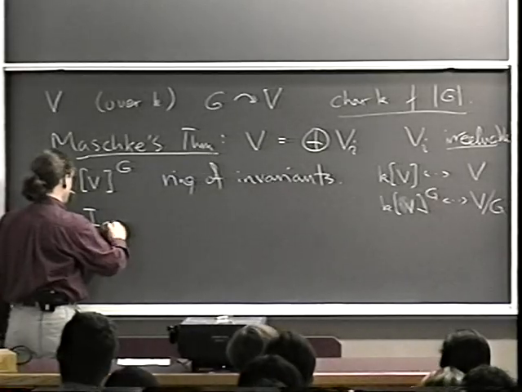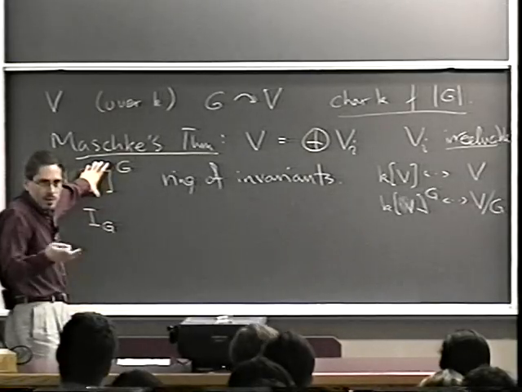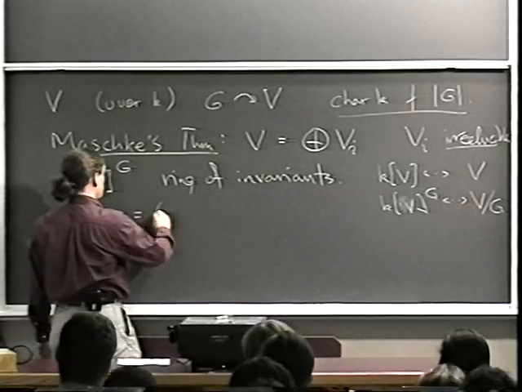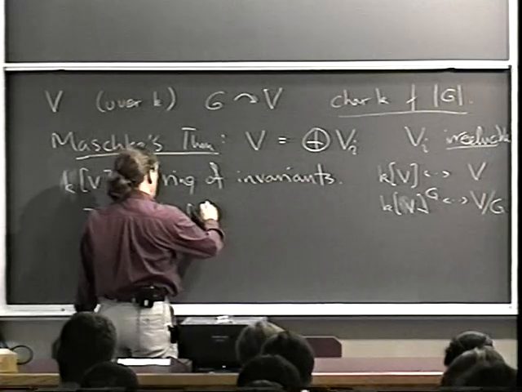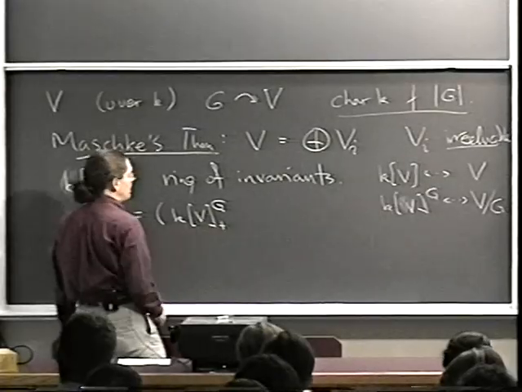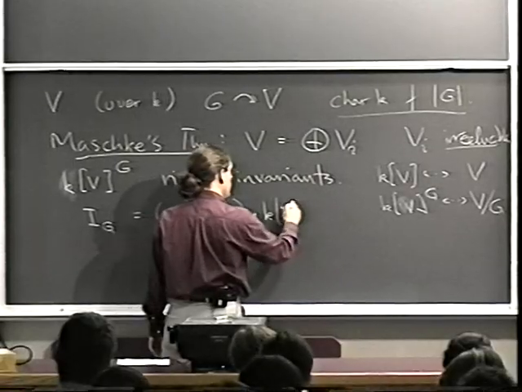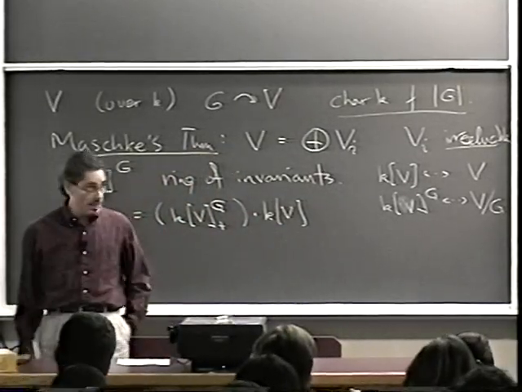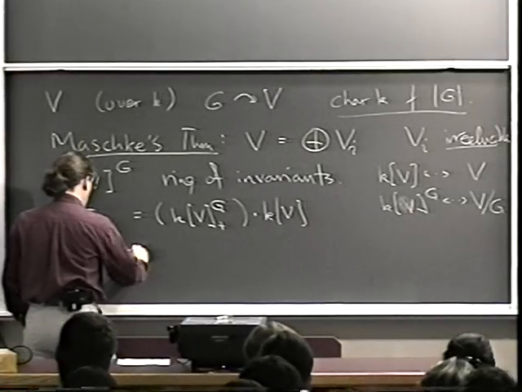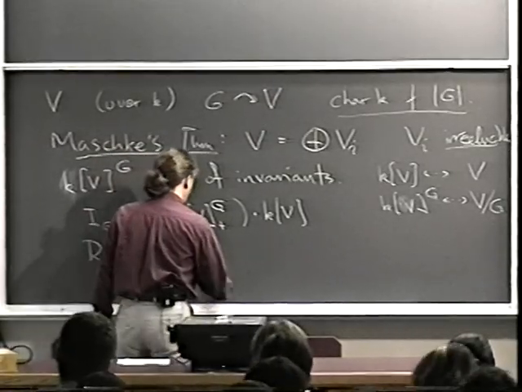I'll start with the ideal I_G generated by all the invariant polynomials, except of course I don't want constants in an ideal, so the invariant polynomials which are homogeneous of positive degree. So I'll take the invariants which are in the homogeneous maximal ideal inside this ring of invariants, and then I'll take the ideal in the larger ring of all functions generated by that homogeneous maximal ideal in the ring of invariants. And I'll call R_G the quotient of the polynomials on V mod this ideal, and this is called the ring of coinvariants.